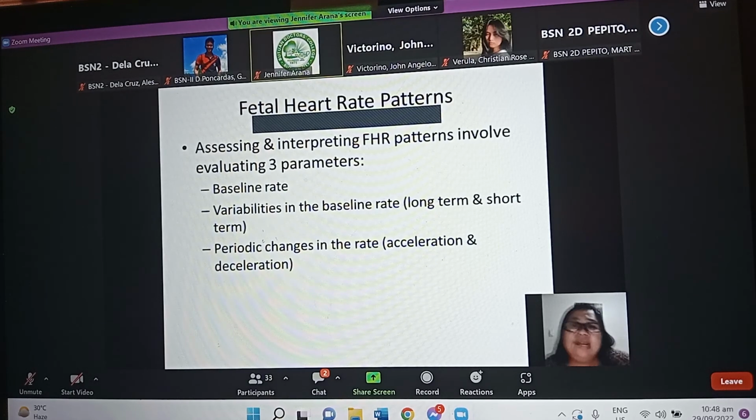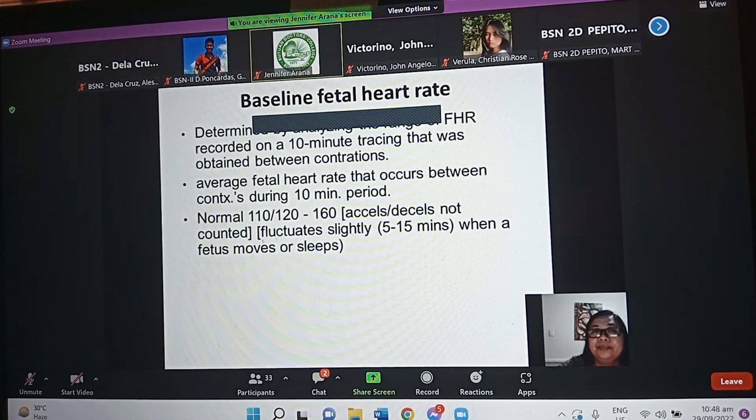Assessing and interpreting fetal heart rate patterns involve evaluating 3 parameters. What are these parameters? We have the baseline rate, variabilities in the baseline rate, whether long-term and short-term, and the periodic changes in the rate, which includes acceleration and deceleration. Okay, let's start with the baseline fetal heart rate.